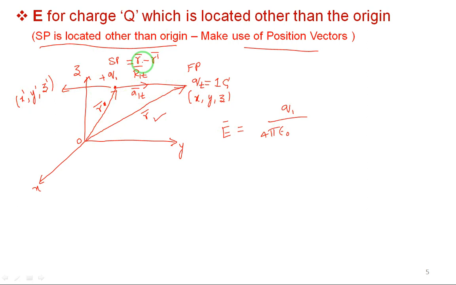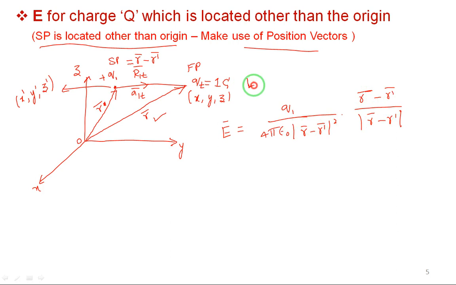The distance between source point to field point, I will make use of position vectors, as I already told. So the magnitude of the distance squared, that is the magnitude of r vector minus r dash, squared, into the unit vector, right? Unit vector means the distance vector divided by its magnitude. The vector is r vector minus r dash, divided by its magnitude. So this is the formula.